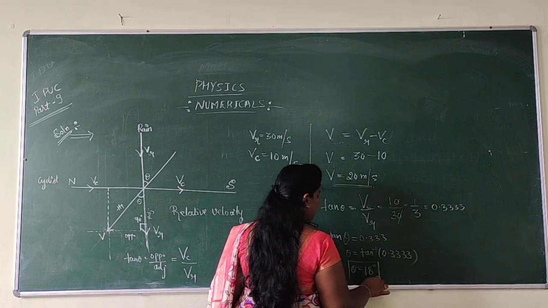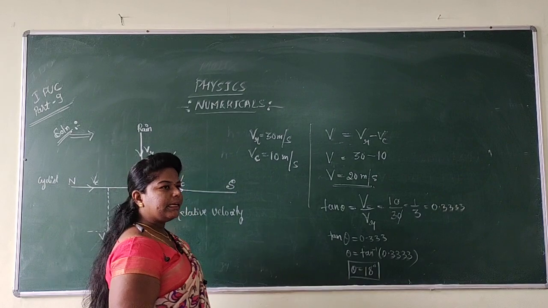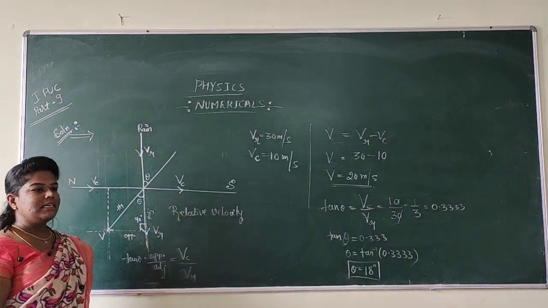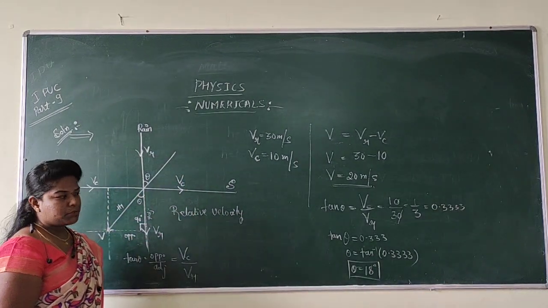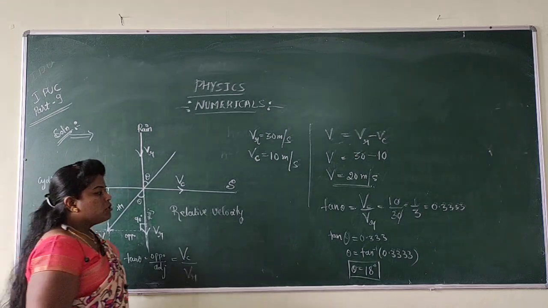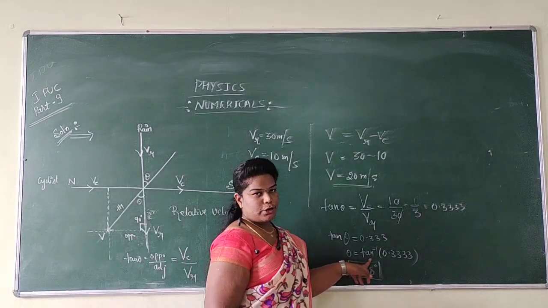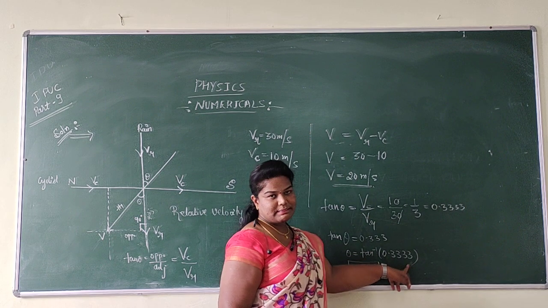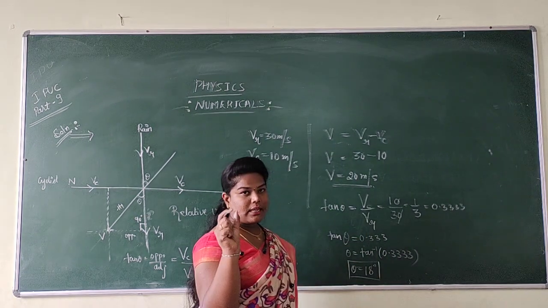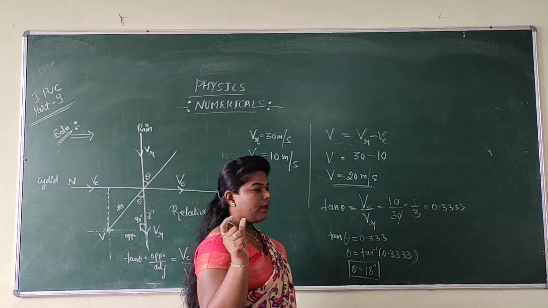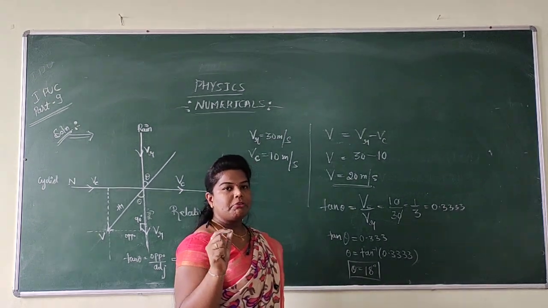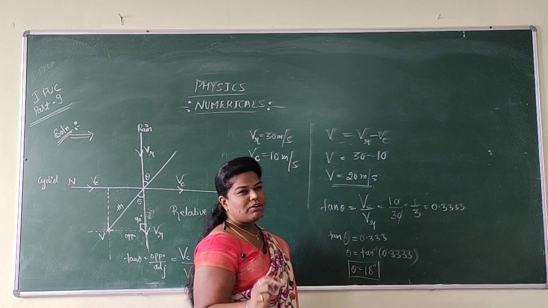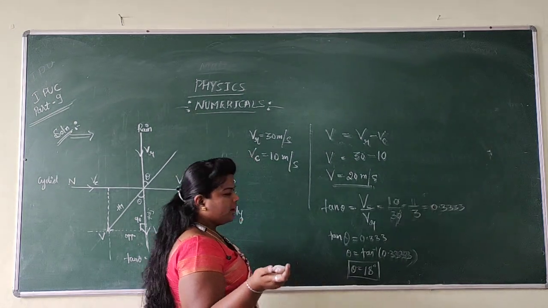If you don't know how to calculate this theta angle, I will help you calculate it with the help of the log book, my dear students. In the next class I will show you. Up to here you know how to solve, but how to calculate this tan inverse of 0.3333? You will get a log book from a bookshop. Go and collect a log book from your bookshop; it costs only about 15 rupees.